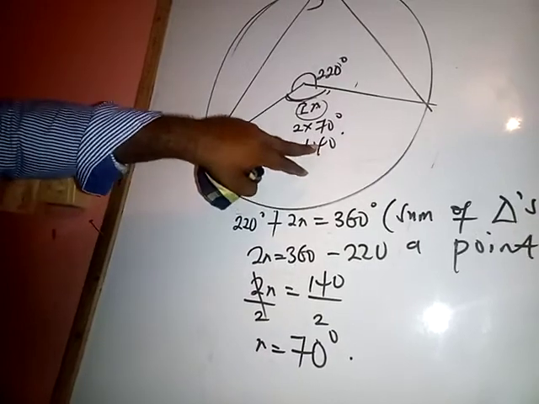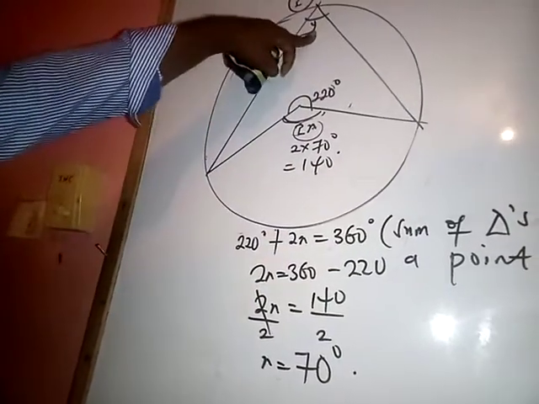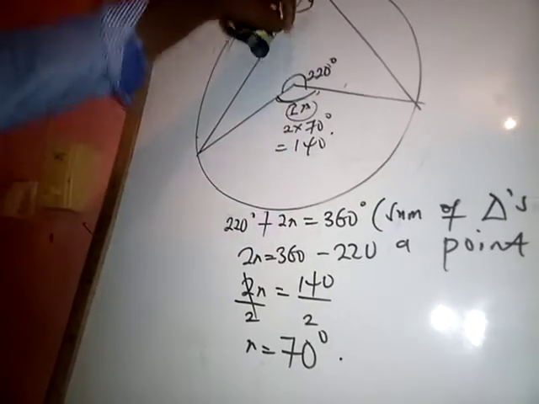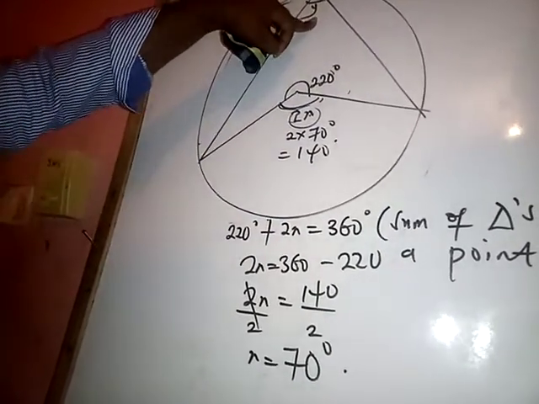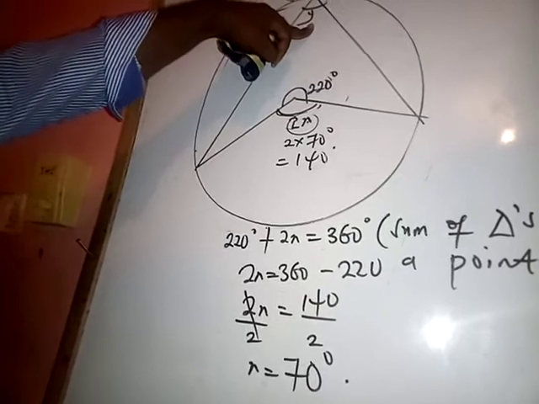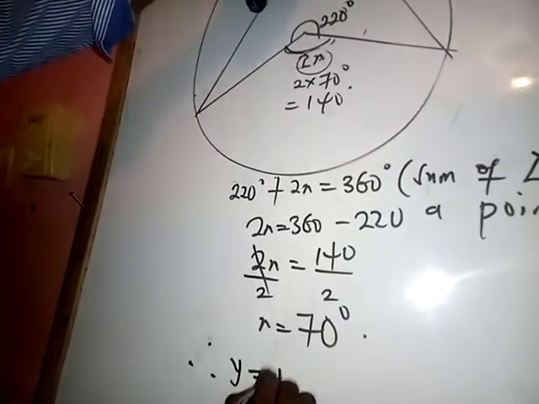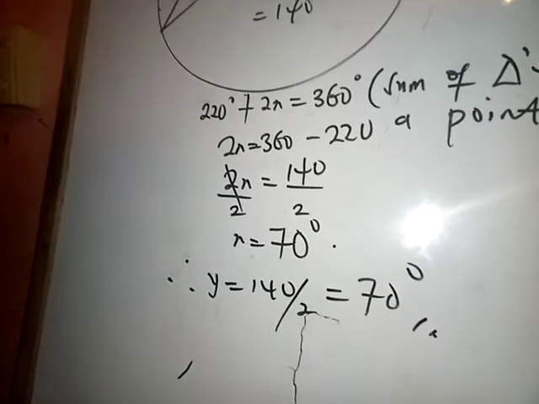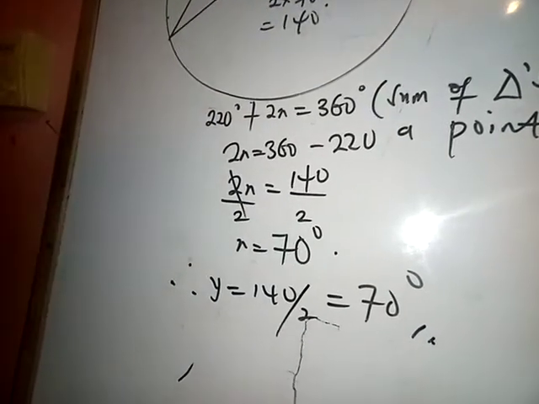Now, if here is 140, then what is this case? Twice angle at the center. Therefore, if here is 140, here is 140 over 2, that's 70. Therefore, y is equal to 140 over 2, that's 70 degrees. Are we there? Pause the video and let's continue.